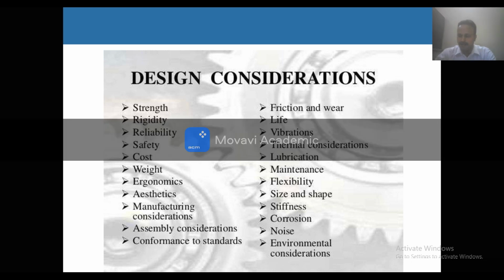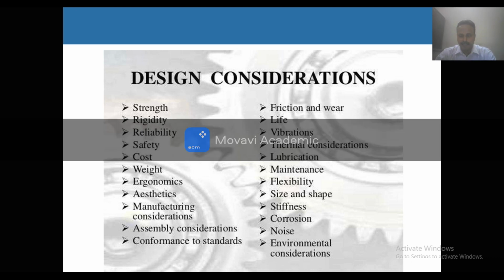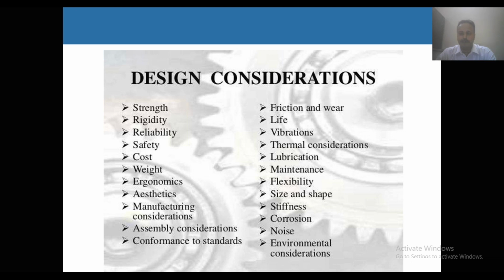Conformance to standards means that the product should be as standardized as possible. That makes it more reliable, and more acceptable in the market. Any component that we are fabricating, manufacturing or designing should involve, to the maximum, standard components.